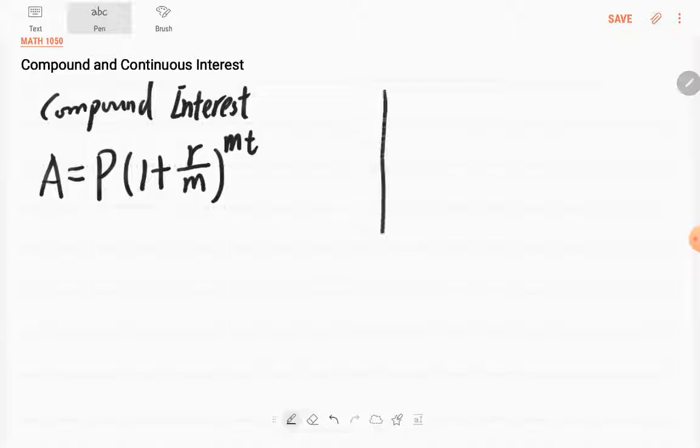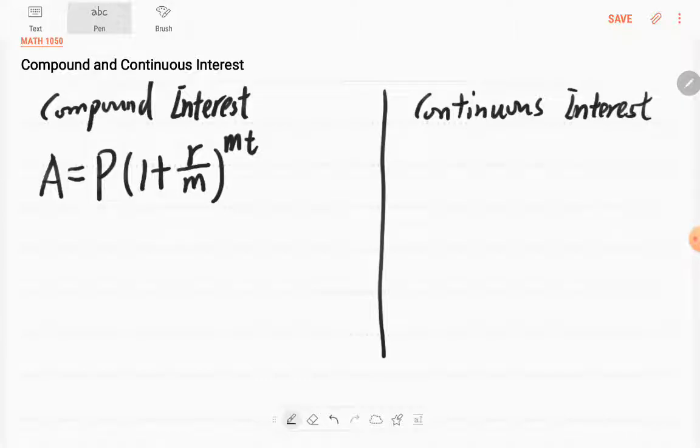And this is the continuous interest. The formula is A equals P times e to the RT. Here R is the annual rate, P is the principal or the present value, A is the future money or future value, and T is the time in years. Okay, so let's look at some examples.